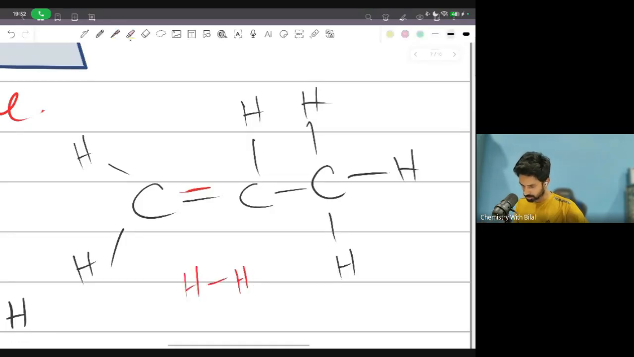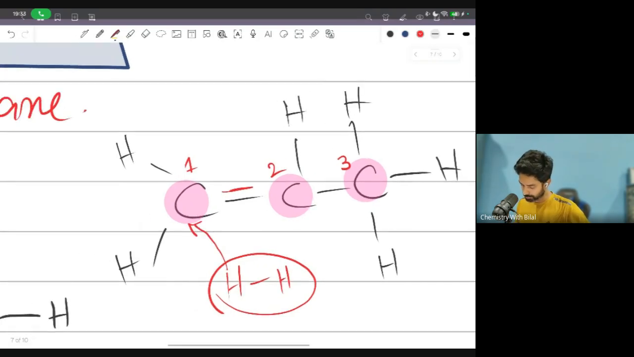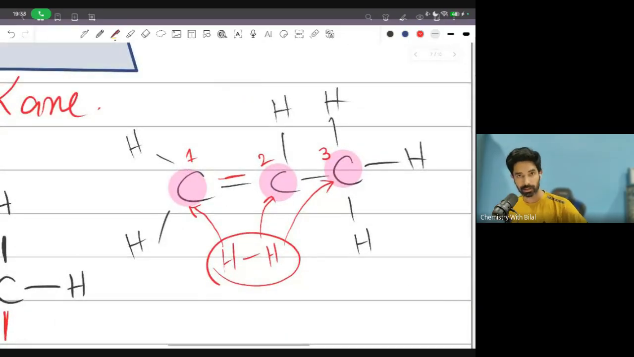So, look, let me label the carbon atoms. This is our first carbon, the second carbon, the third carbon. Now imagine I have a hydrogen molecule. These H2 atoms, will both go to the first carbon, or will one go to the first carbon and one to the second carbon, or one to the first and one to the third? What will happen when you add? Where will these be added? Anyone? Just name the carbon atom.